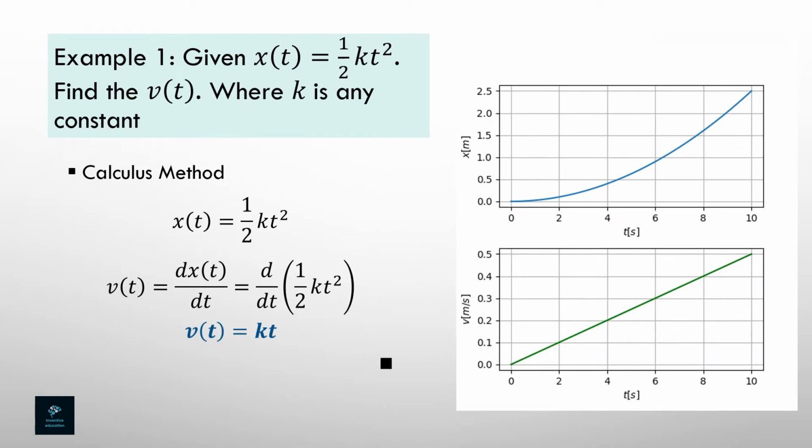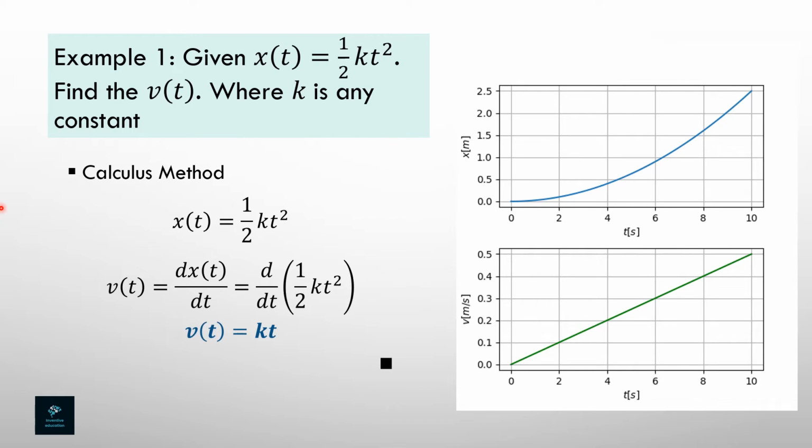Now let us take an example. We are given that the position of an object changes with respect to time as half k t square, where k is any constant. We are required to find the velocity function of this object. We will solve this problem using two different methods. One is the calculus method and the other is the method of limits.